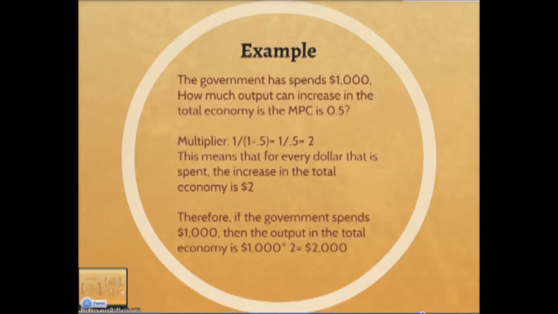Therefore, now this is the second part, if the government spends $1,000, then the output in the total economy is going to be 1,000 times 2, our multiplier, which is 2,000.